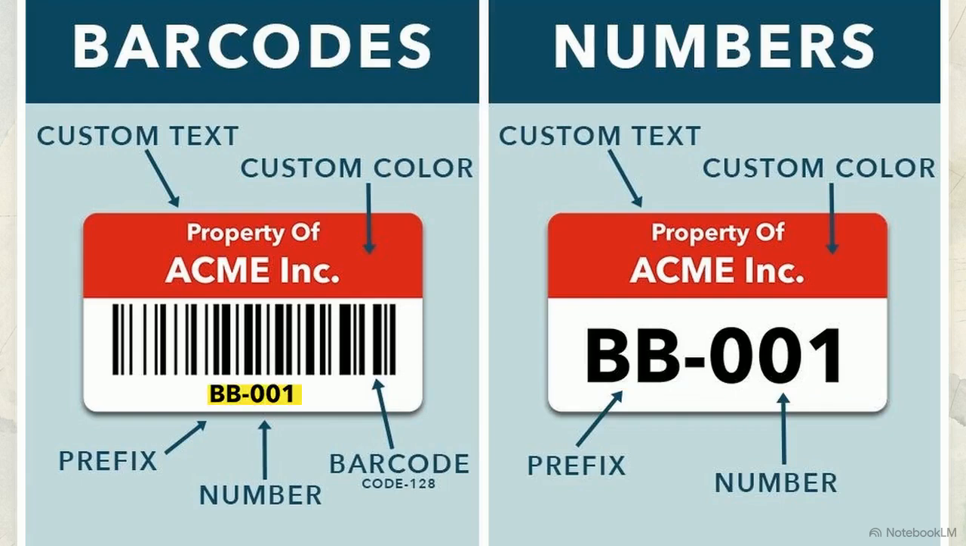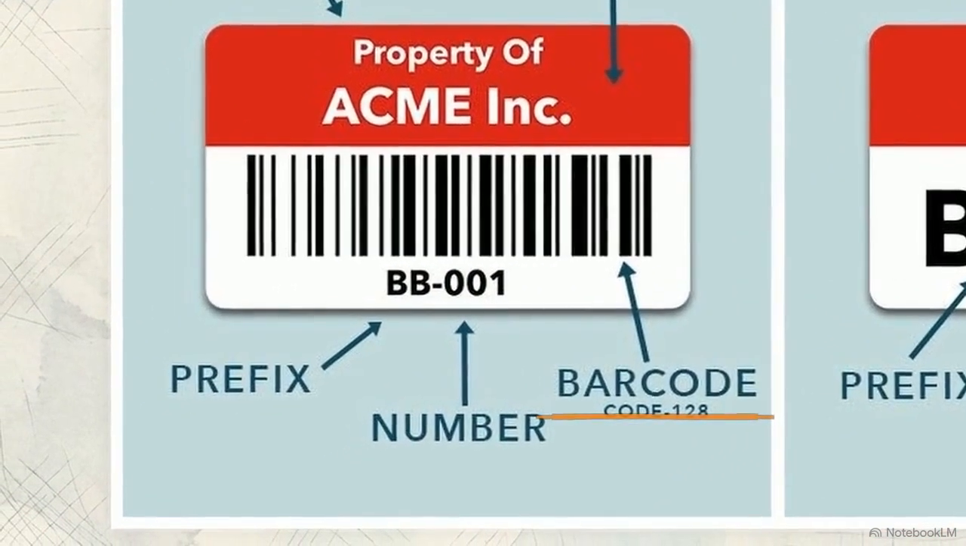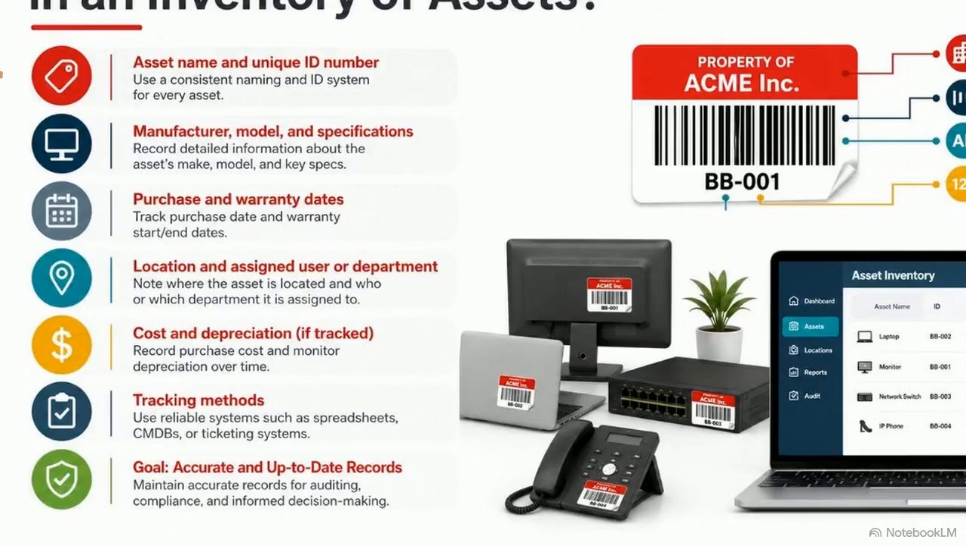Every asset receives a unique ID. Using a consistent system with standard barcodes, like Code 128, helps prevent human error during inventory checks. This slide shows the data points associated with that unique ID. A complete inventory record includes the manufacturer, exact model, and technical specifications. For risk assessment, the CAB also needs the physical location and assigned user.